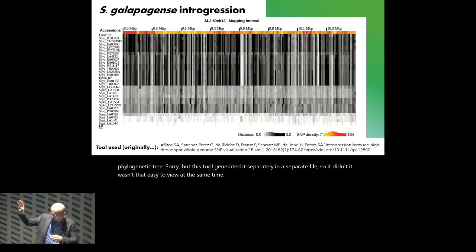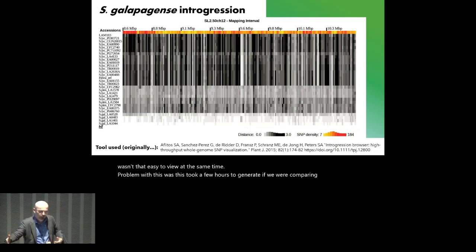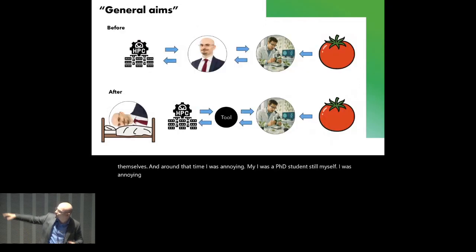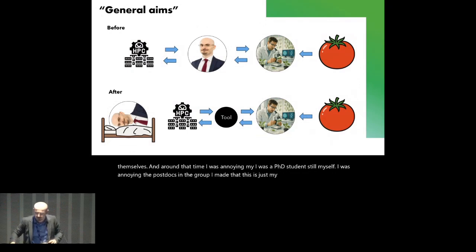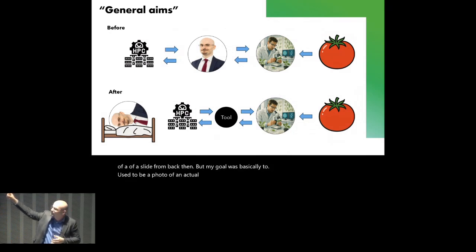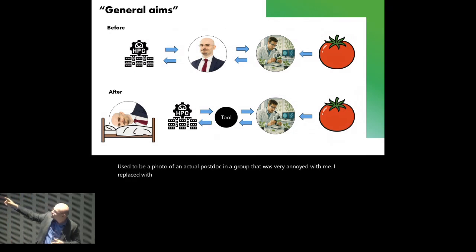The problem with this was this took a few hours to generate if we were comparing across hundreds of available genomes, and it was also a command line based tool. So the plot itself is something I could share with a plant molecular biologist. They couldn't necessarily run it themselves. And around that time, I was a PhD student still myself. I was annoying the postdocs in the group. This is just my recreation of a slide from back then. There used to be a photo of an actual postdoc in our group there who was very annoyed with me. I replaced it with an AI representation, but basically I didn't want to be the intermediary. I wanted to make something to be the intermediary, and I could take a rest.